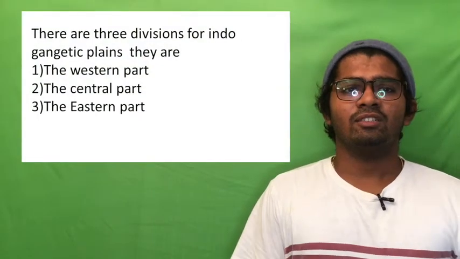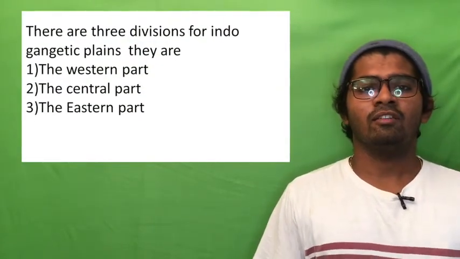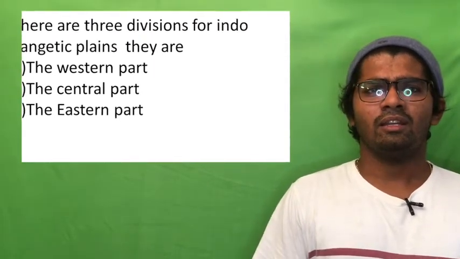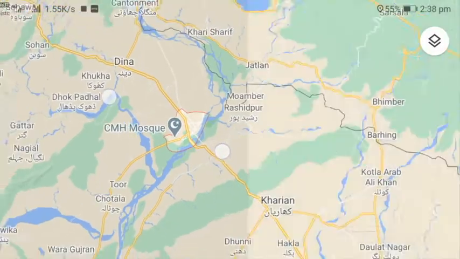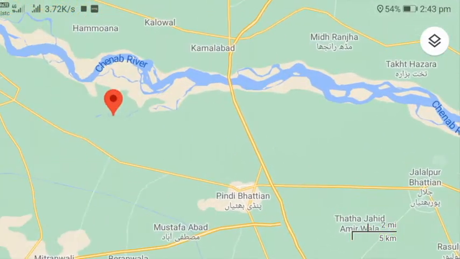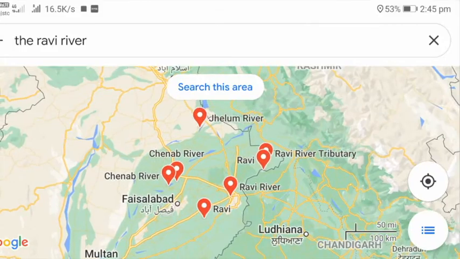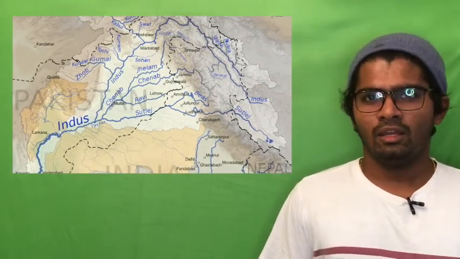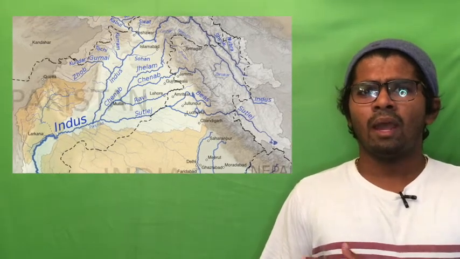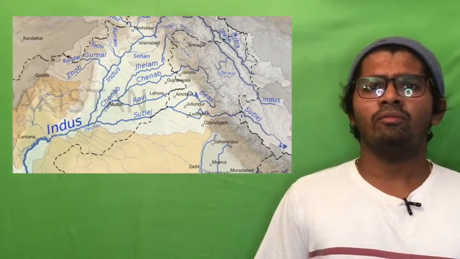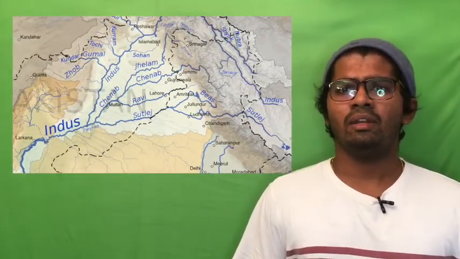So there are three divisions of the Indo-Gangetic plains. They are the western part, the central part and the eastern part. The western part is formed by the Indus river and its tributaries, the Jhelum, the Chenab, the Ravi, the Beas, the Sutlej and so on, which are flowing from the Himalayas. In this photo you can see most of the Indus river basin is located in Pakistan, leaving a minor portion of the Punjab and Haryana plains in India. In this region, the doab features dominate the fertile land between the two rivers.